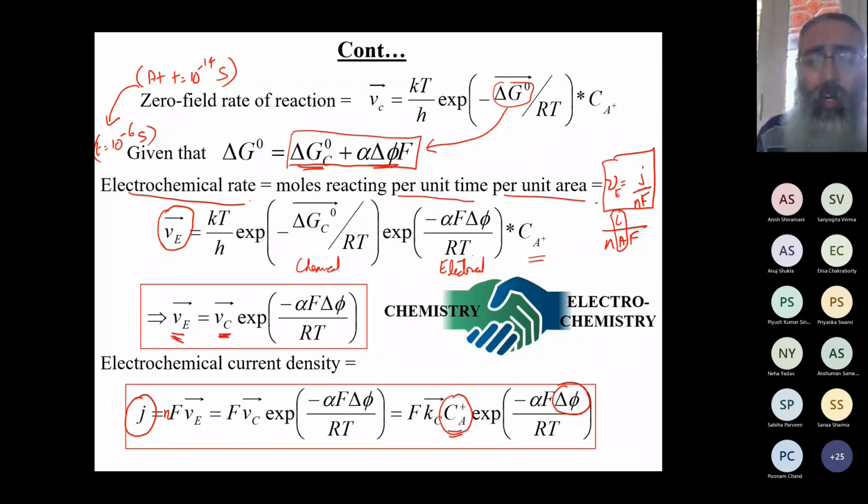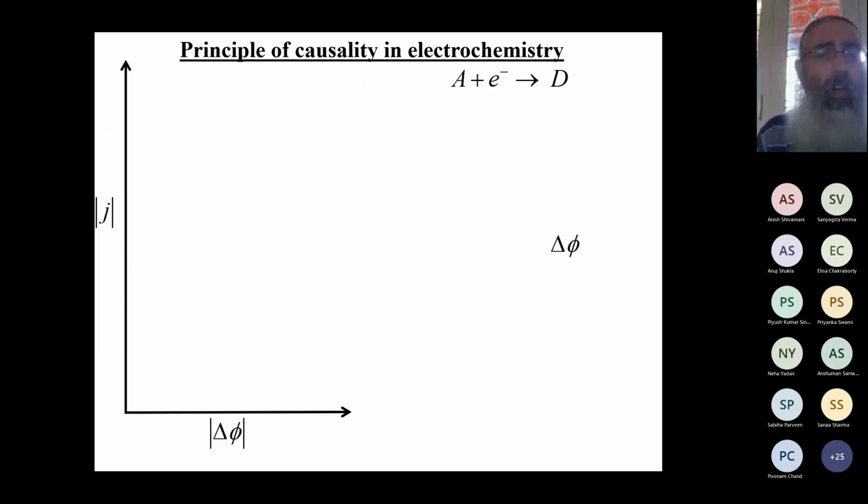So let us now try to write it in a semi-qualitative graphical sense. I'm taking the mod j here, that means the modulus of j, and I'm plotting it as a function of modulus of delta phi that I have created across the interface. So remember, this is the interface. I'm looking at, in this case, A coming in and going over to D. Okay, it's a reduction reaction still that I'm considering. So that means at the interface, the rate of A going to D depends on, and now I've connected this to a power supply, DC power supply.